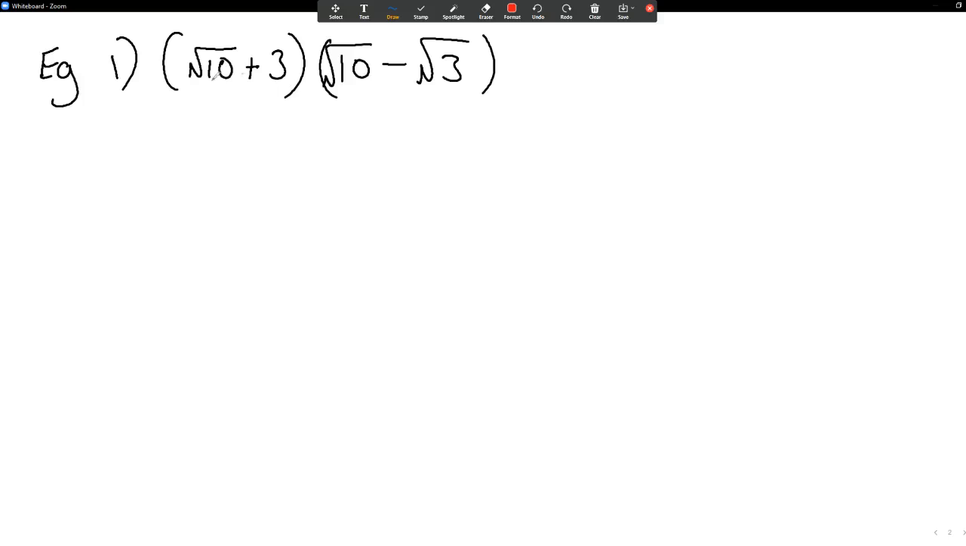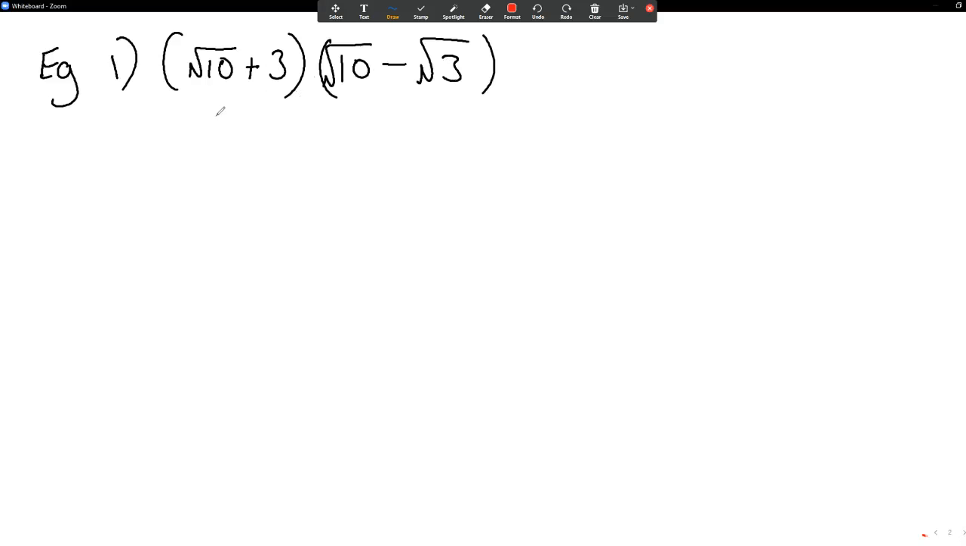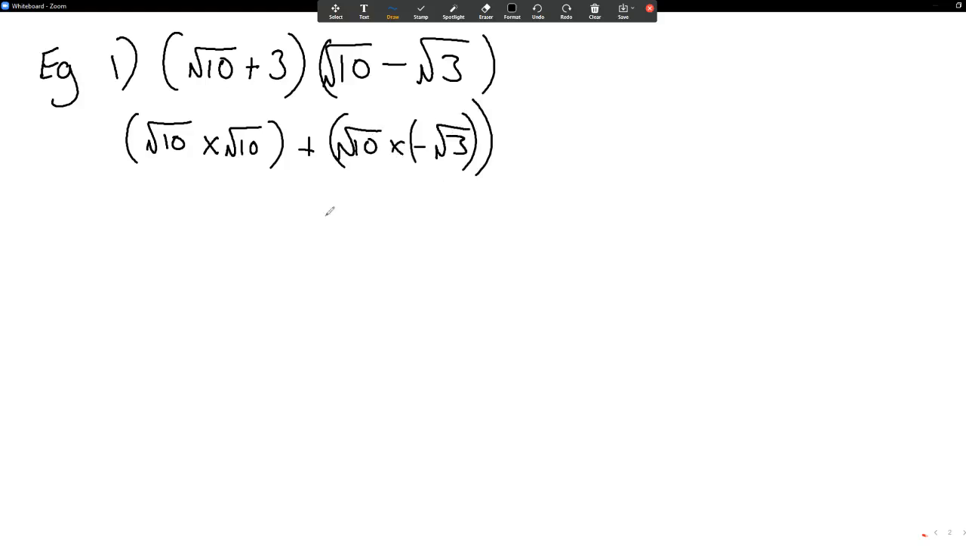Now, the thing is, we can't simplify any of these, because remember, you can't add two surds together, and you also can't add a surd to a number. So we can't simplify this any further. But what we can do is expand the bracket. So if we do the first, we get root 10 times root 10, plus we can do the outers. So root 10 times minus root 3, like that. Because we have the negative, you need to remember that.